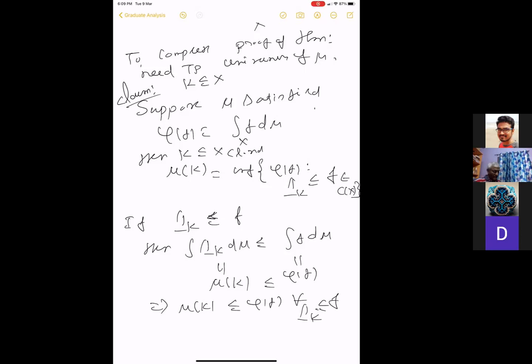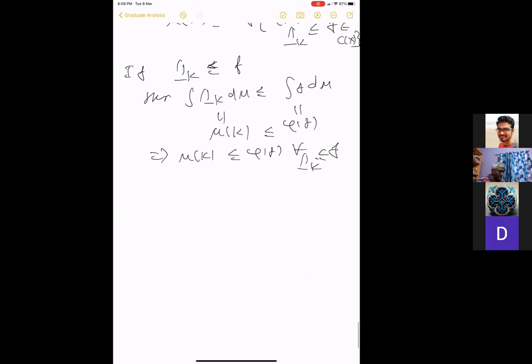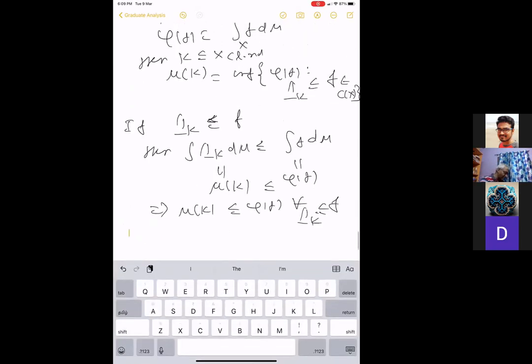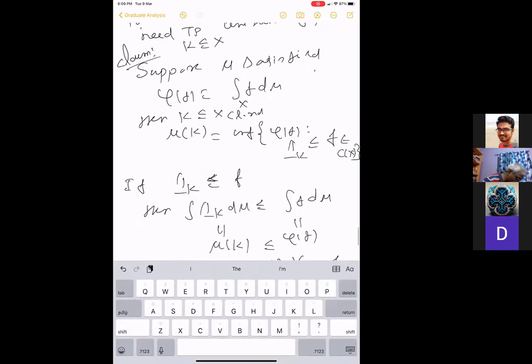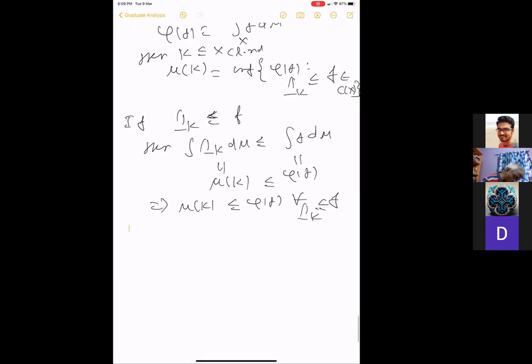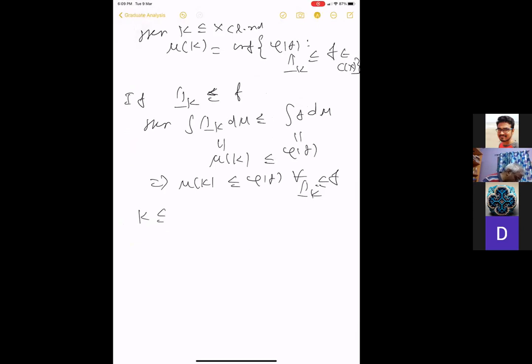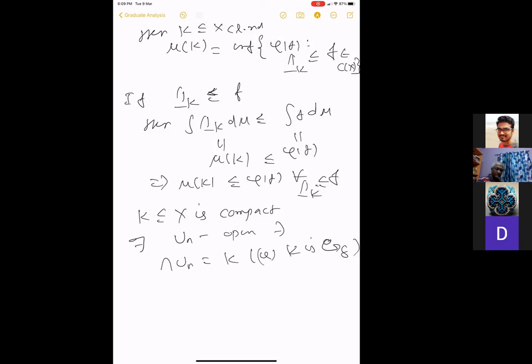Now we want to prove that the infimum is actually attained. I mean, we want to prove that this is actually the infimum over all such f. K is compact, contained in X. So there exist open sets U_n such that the intersection of U_n equals K. I mean, K is a G delta set.